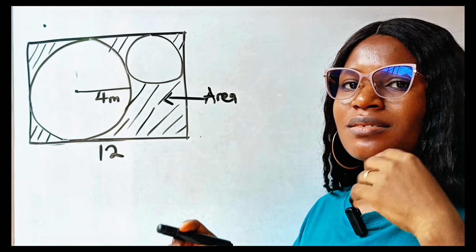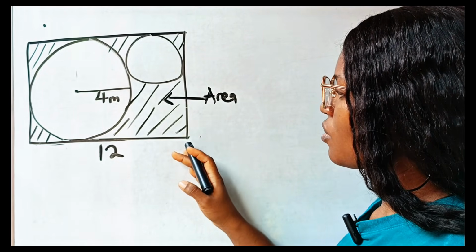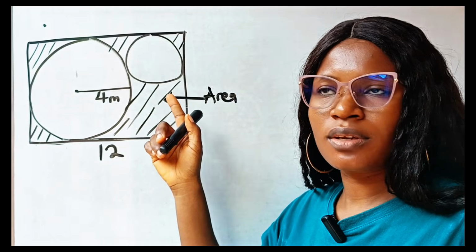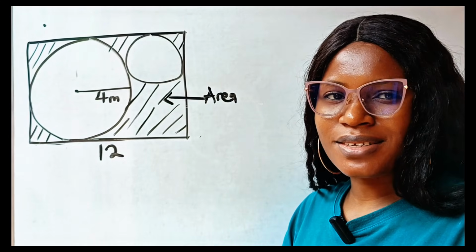Today we have an amazing and interesting math problem to solve. So we are asked to find the area of the shaded portion. So how do we go about this?